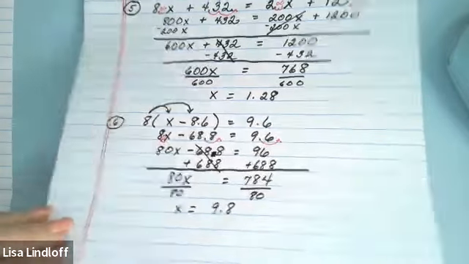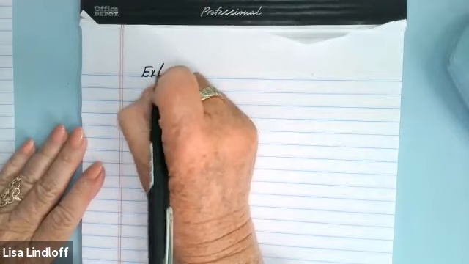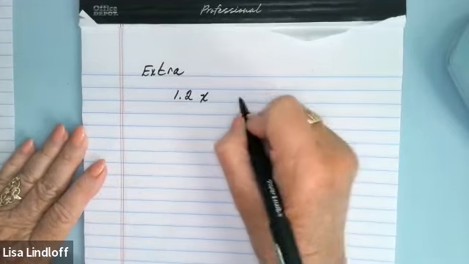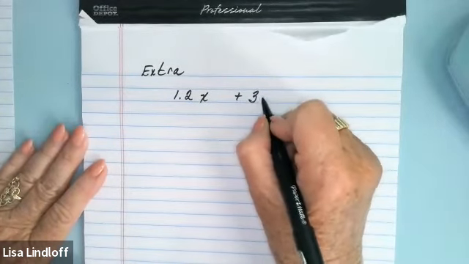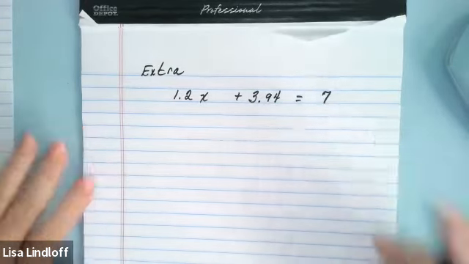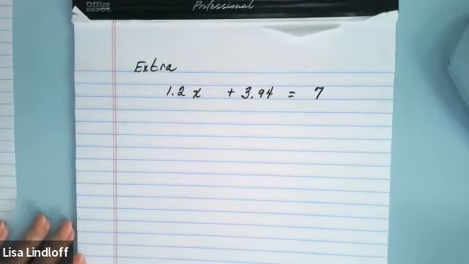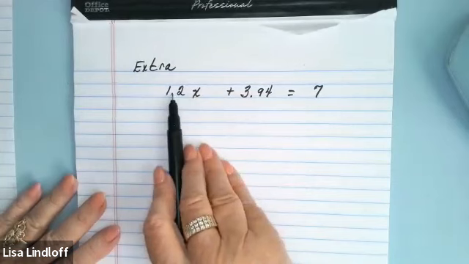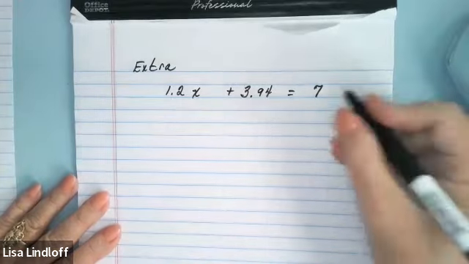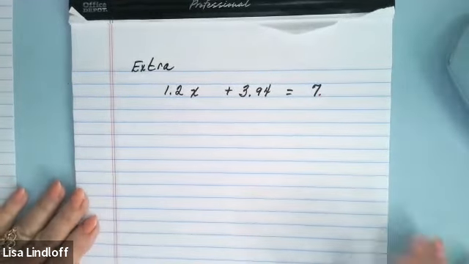Let me say one additional thing that does not come up in these problems, but could perhaps show up some other time. This is just an extra problem. It's not in your assignment. If you had 1.2x plus 3.94 equals 7, and you wanted to eliminate the decimals, this will only take 1 move, but this will take 2 moves. This will take none. You do the largest.